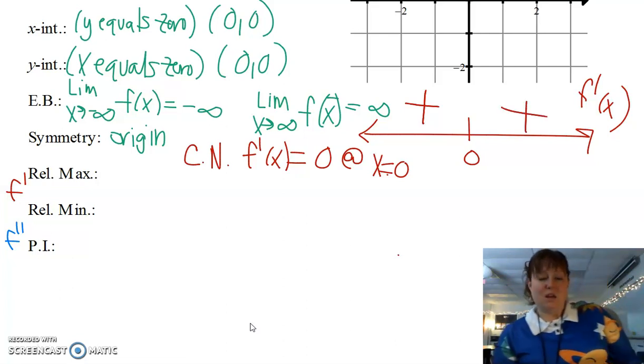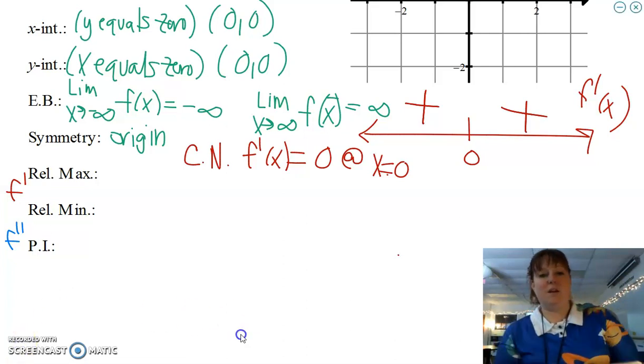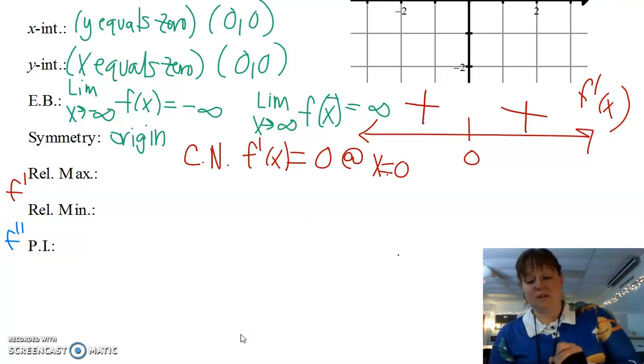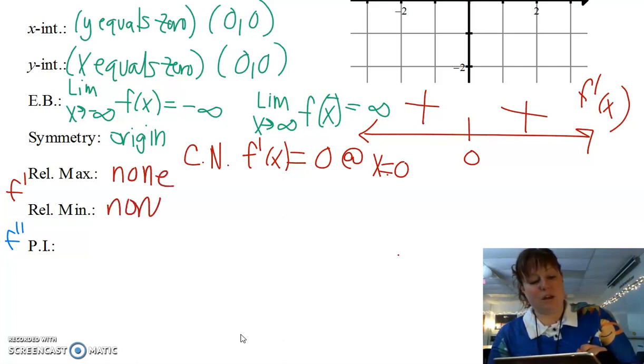So this critical point isn't anything. So this is a monotonic function. It means it's always increasing, right? This positive right here tells me that it's increasing, and this tells me it's increasing, so it's constantly increasing. So is there a relative max? None. Is there a relative min? None. And now we got to check for possible points of inflection.